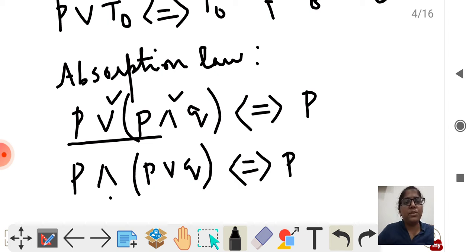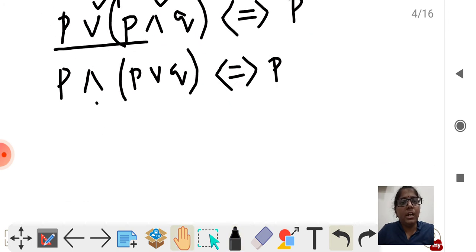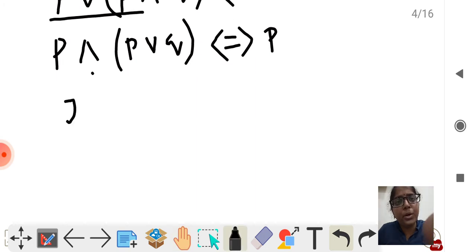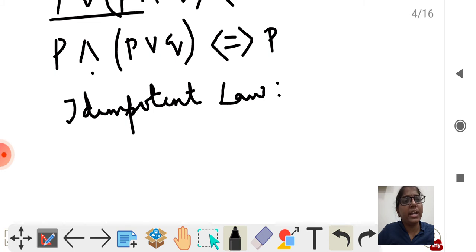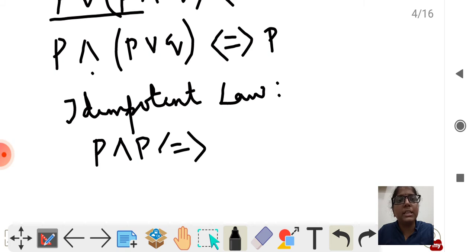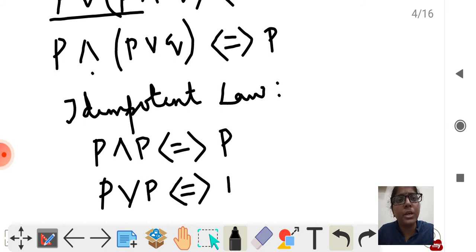So this is absorption law. The final law is the idempotent law. What is the idempotent law? You have to take the same statement two times, and you have to take only one connective at a time. So if you have P and P, what is P and P? It is nothing but P, logically equivalent to P. And P or P is also logically equivalent to P. These two laws are called idempotent law.